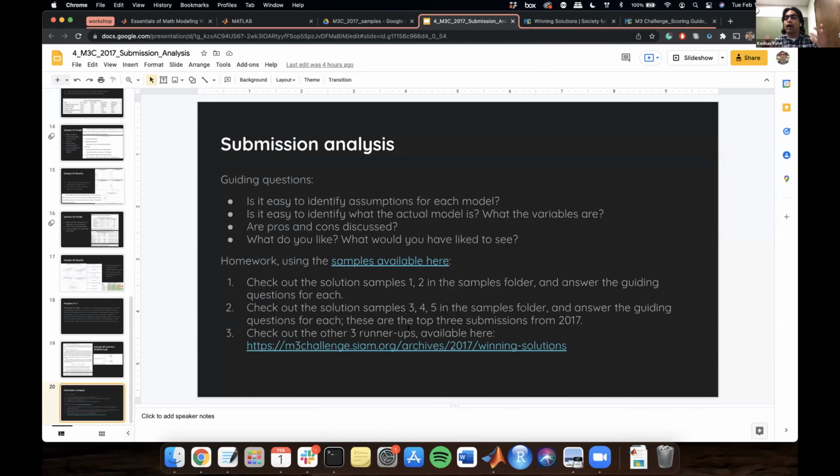Let's see. So I encourage you all to take a look at these reports in a little bit more detail and see if you can understand what each of these teams is trying to do, and take a look at some of the more advanced problems that we weren't able to get to, and try to think about what you would want to do differently.